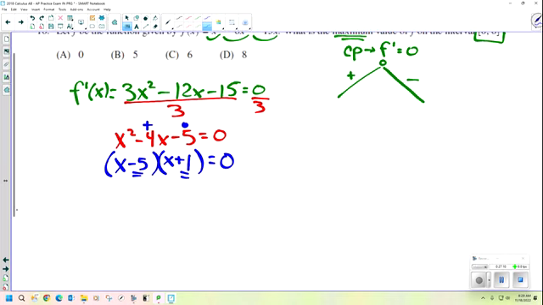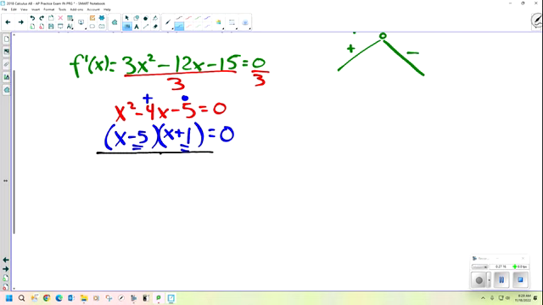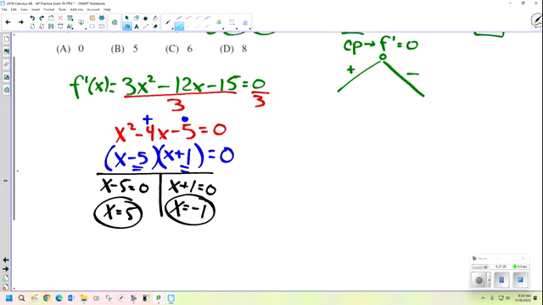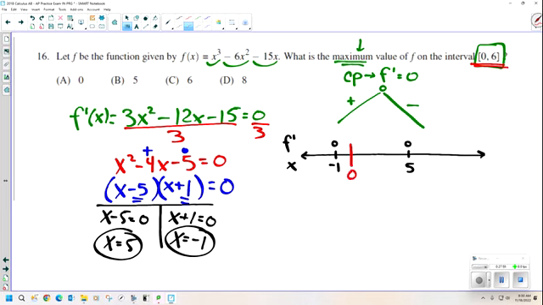And now, the board, kids, the board. I am going to solve each one. I set each one equal to 0, so x would equal 5. And I take x plus 1 equal to 0, which means x equals negative 1. Now, I'm going to use a number line to visualize this. On my number line, here's my x value and here's my derivative. I know at negative 1 and at 5, I have zeros for my first derivative. Those are critical points. But here's what I want you to understand. Look at my interval. 0 to 6. From 0 to 6.